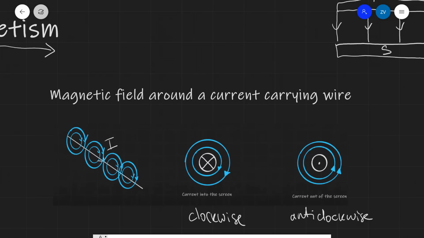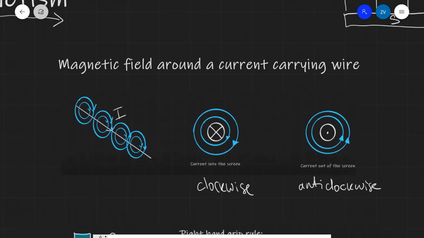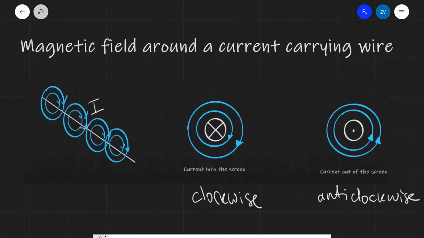Okay guys, up next is the magnetic field around a current carrying wire. So remember the magnetic field around a current carrying wire. Let's say that we have a current I flowing through this wire over here, will be concentric circles. And this will be an excellent time to remind ourselves of this very important notation.